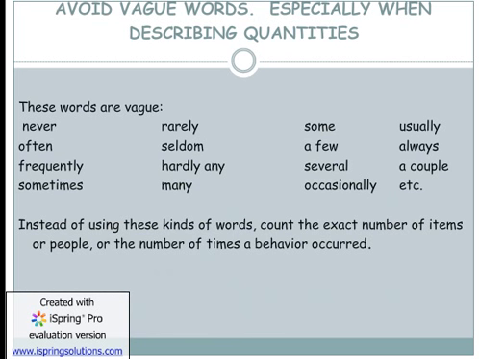Be specific and avoid relying on vague words. This is especially true when describing quantities. Here are some examples of vague words: never, often, frequently, sometimes, rarely, seldom, hardly any, many, some, a few, several, occasionally, usually, always, or a couple. Instead of using these kinds of words, count the exact number of items or people or the number of times a behavior occurred and record that number.